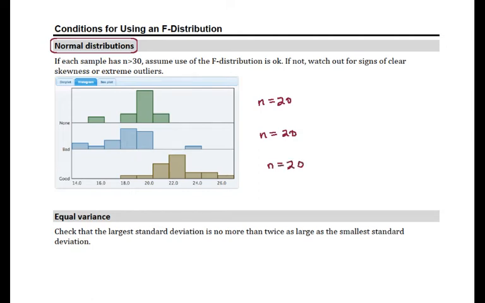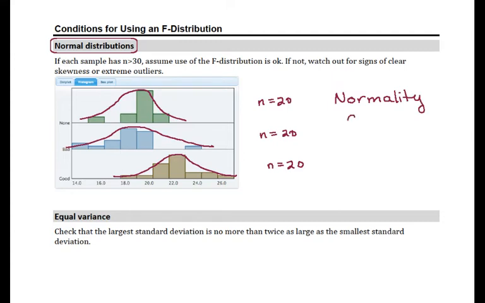So we do care a little bit what the shape is, but they all look pretty reasonable. They're never going to look like perfect bell curves, especially with n equals 20, but we don't see heavy skewness or extreme outliers at all. So this one looks good. Normality condition is okay.